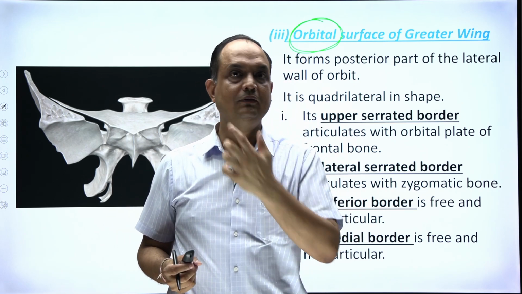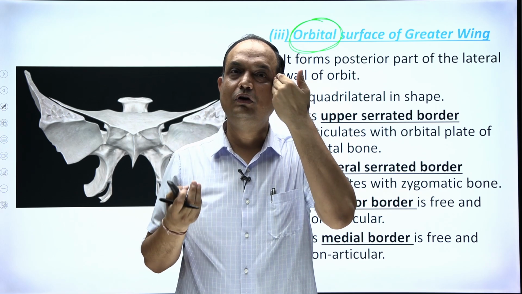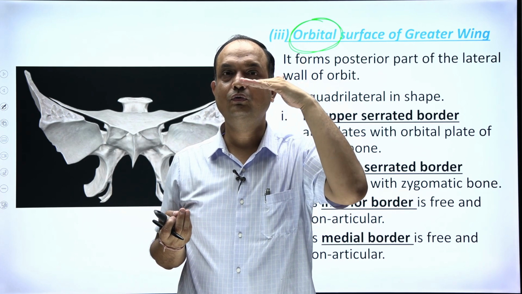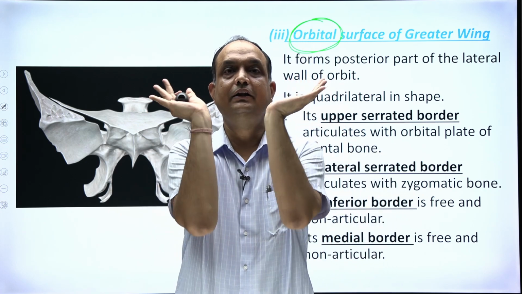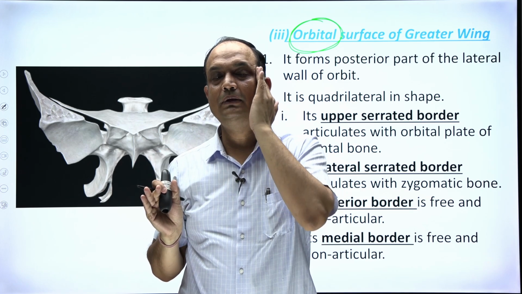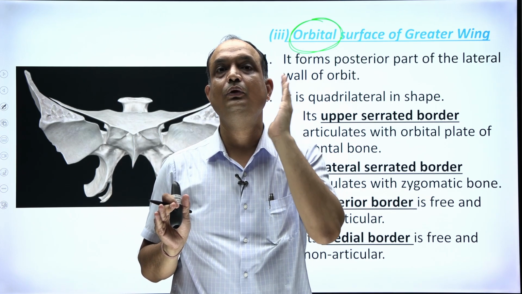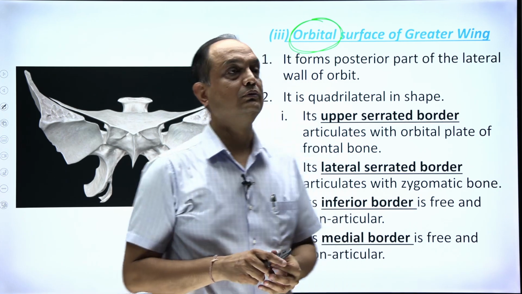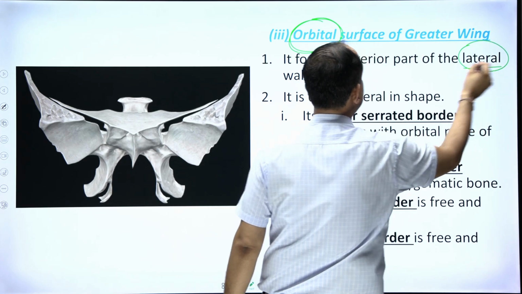Now when you see the formation of the bony orbit, you should understand that this is the lateral wall, this is the medial wall, and this is the roof and floor of the bony orbit. Now we are talking about the greater wings. Greater wings are lateral projections, and they contribute to the lateral wall of your orbit. When you see the orbit, they are always present along the lateral wall.